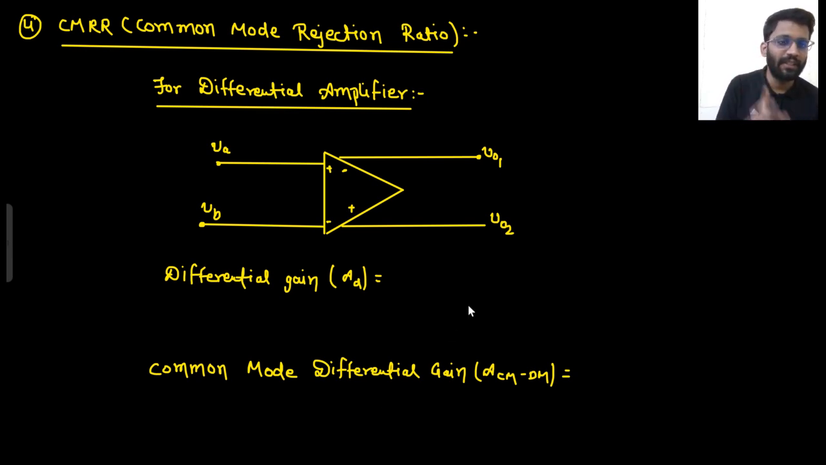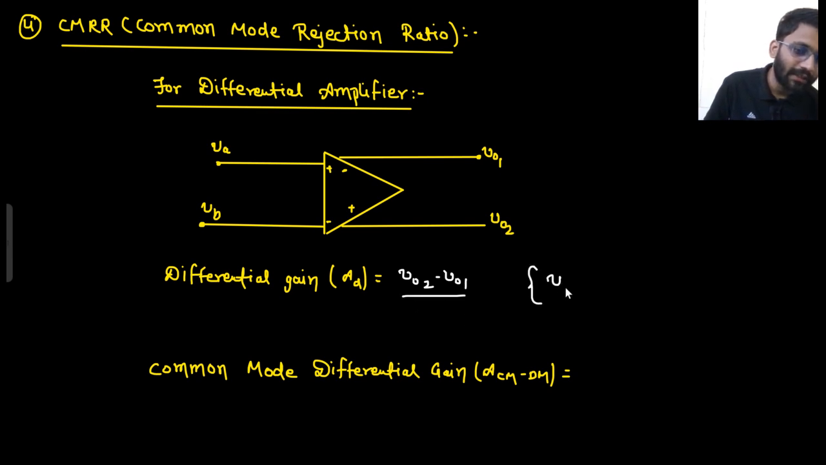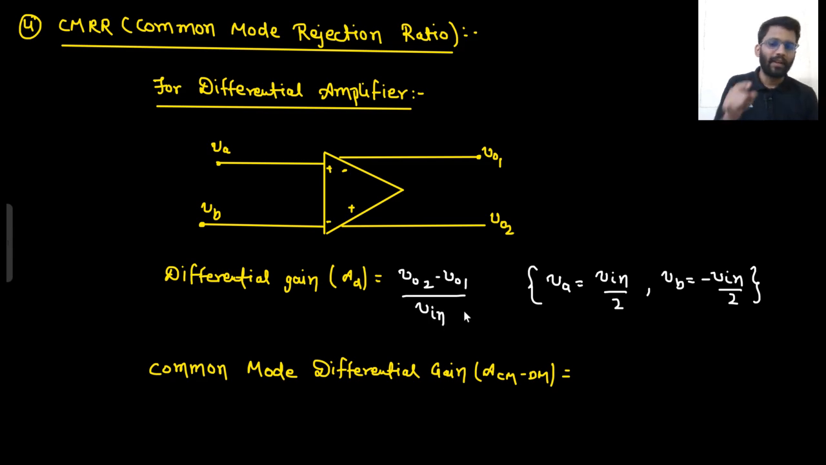So what is the differential gain? What was the differential gain? Differential gain was V02 minus V01 when we put both of the inputs as VA as Vin by 2 and VB as minus Vin by 2, right? So our gain would be V02 minus V01 divided by Vin, or you can write Vin by 2 minus (minus Vin by 2). This was our differential gain.